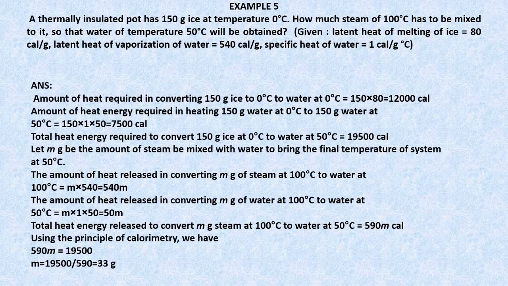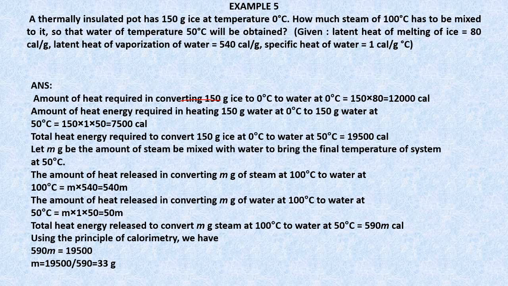So given things are: latent heat of melting of ice is 80 calorie per gram, latent heat of vaporization of water is 540 calorie per gram, and the specific heat of water is 1 calorie. So the amount of heat required in converting 150 gram ice at 0 degree Celsius to water at 0 degree Celsius.